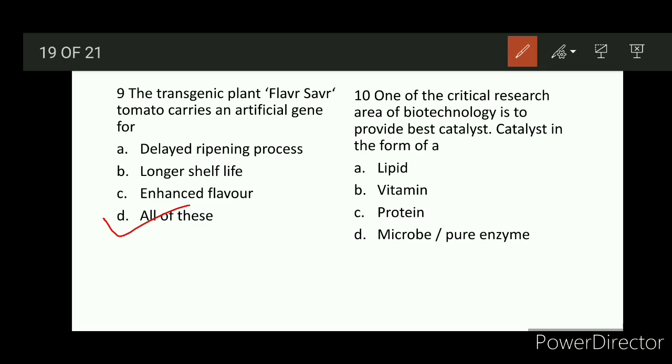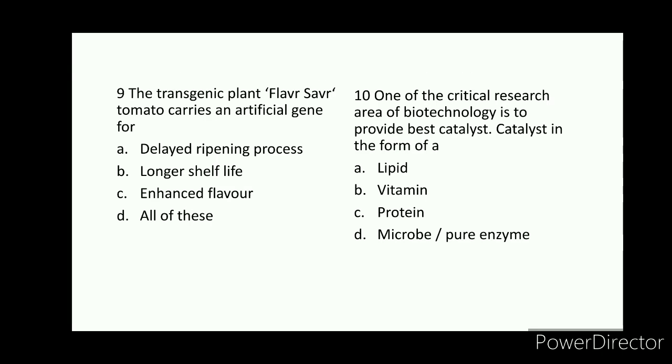Question number 10. One of the critical research areas of biotechnology is to provide the best catalyst. So the catalyst in the form of option A, lipid, option B, vitamin, option C, protein, option D, microbe or pure enzyme. So one of the research areas is providing the best catalyst. The catalyst could be in the form of a microbe or in the form of a pure enzyme. So option D is the right answer. Moving on to the next question.